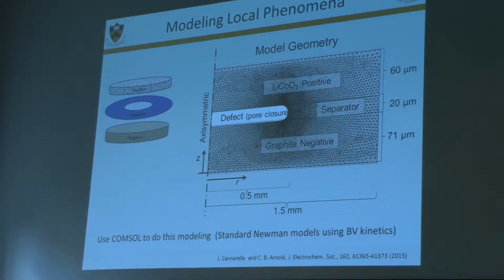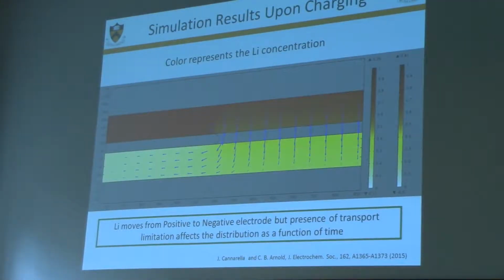Well, we can set up a standard kind of finite element modeling using typical Newman type models of the kinetics. Okay? Nothing too special here. We're going to use COMSOL to do it. We'll set up our pore closed region that has no transport here, and we're going to allow transport to occur everywhere else. And so this is what you find when you set this up, right?